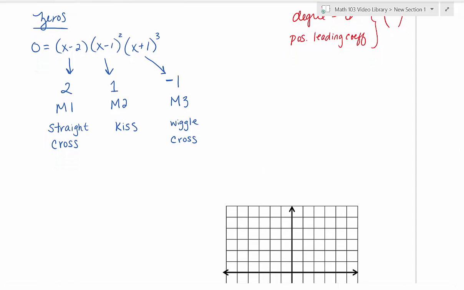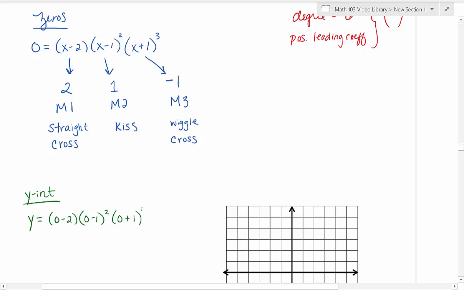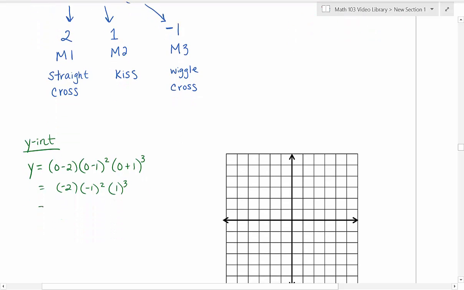We also want to find the y-intercept. To find any y-intercept ever in our life, we let x be equal to 0 and solve for y. So that'll be y equals (0 minus 2) times (0 minus 1) squared times (0 plus 3) cubed. So it's negative 2 times negative 1 squared times positive 3 cubed. Remember, since it's a y-intercept, you want to be sure to rewrite it as an ordered pair, 0, negative 2.